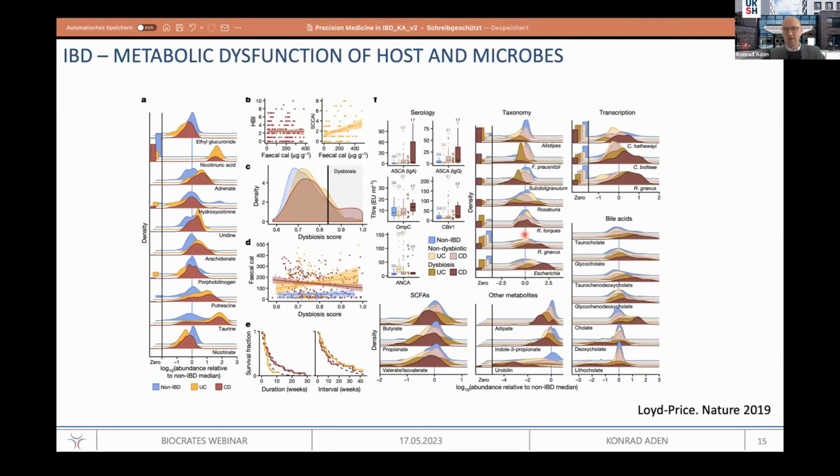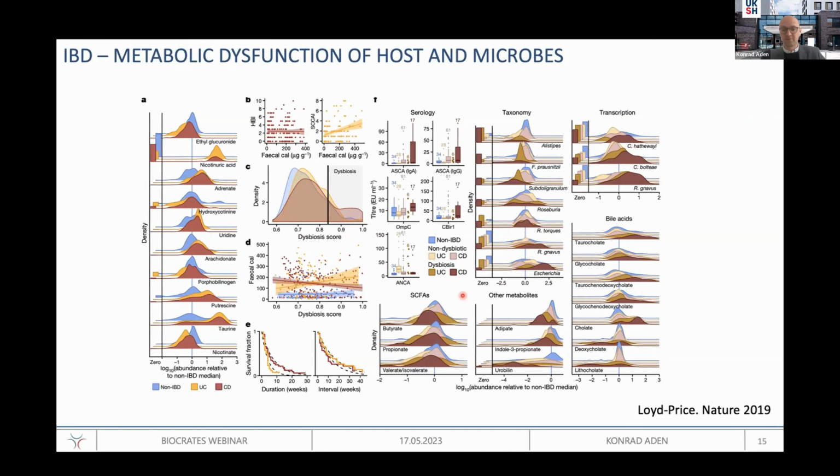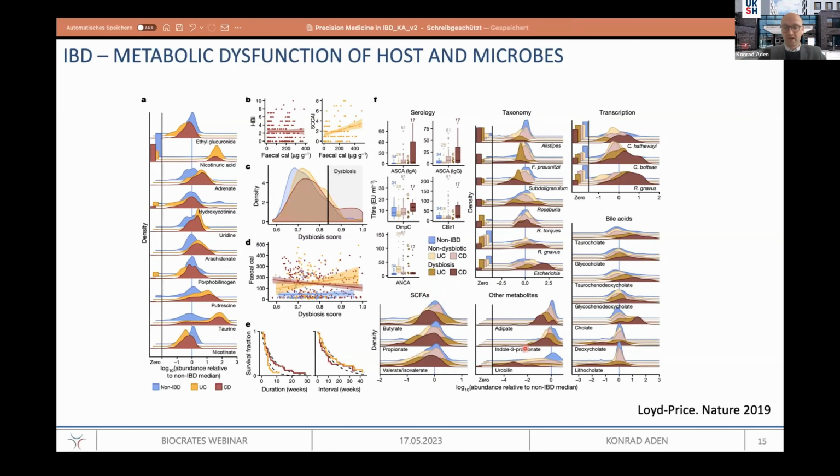And overall, in a nutshell, not guiding you through this busy picture in detail, you can state that IBD manifests as a metabolic dysfunction of the host and the microbiota. So we have very specific metabolic signatures, for example, short-chain fatty acids, but also bile acids, and also here indoles, that are differentially abundant in patients with IBD, and also in relation to the disease severity.